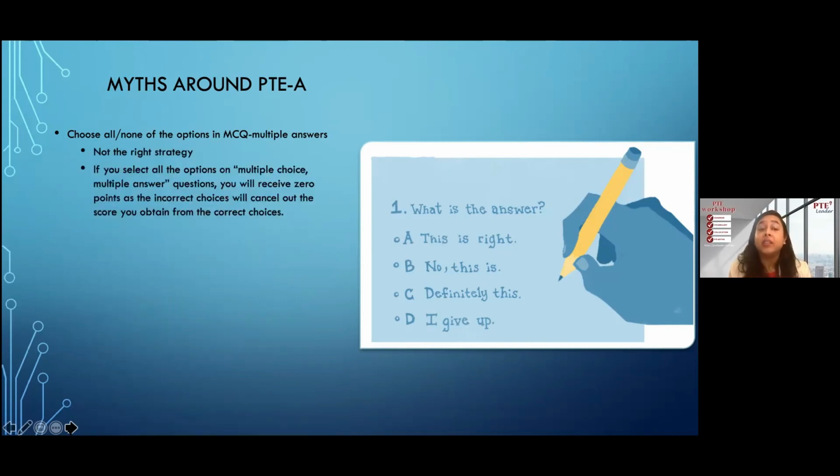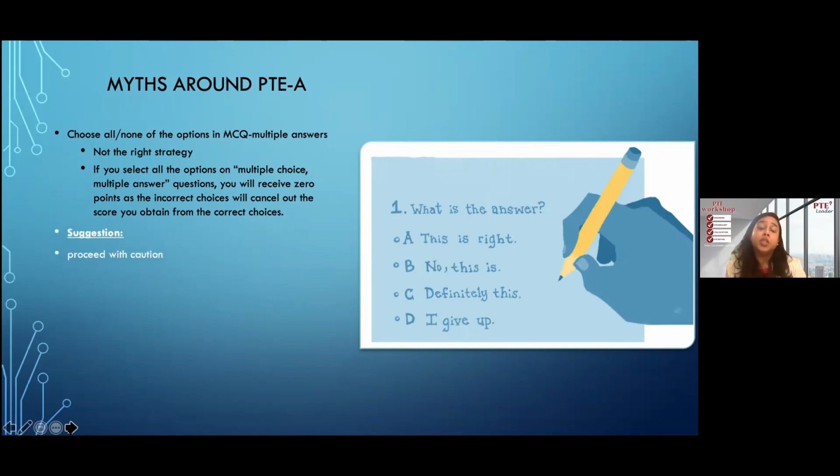This is not the right strategy because if you choose all the options on multiple choice, multiple answer questions, you will receive 0 points because in these questions, you have negative marking. So for example, if 2 answers are correct, you choose 1 correct answer and you choose 1 wrong answer, +1, -1, you'll get 0. So if you are confused, don't choose options that you are not 100% sure about, okay?